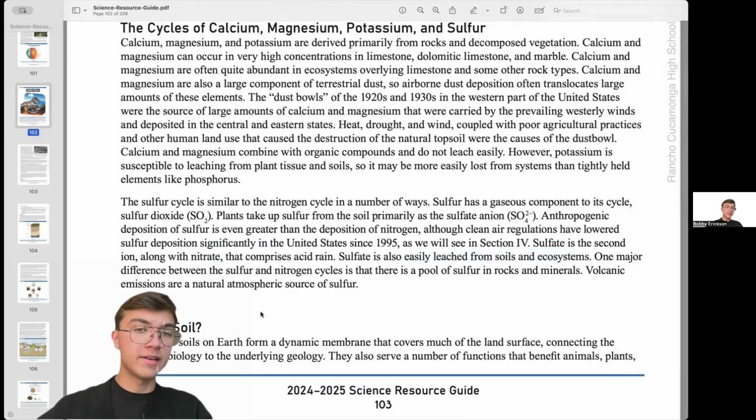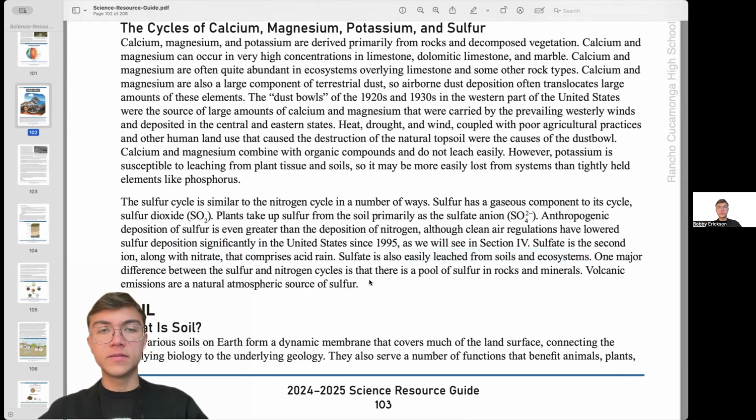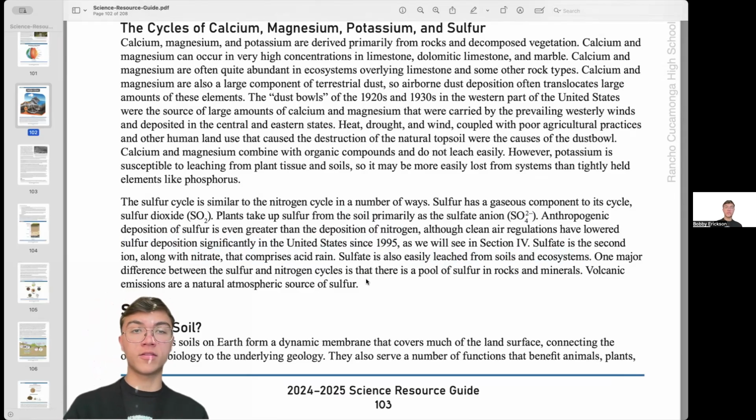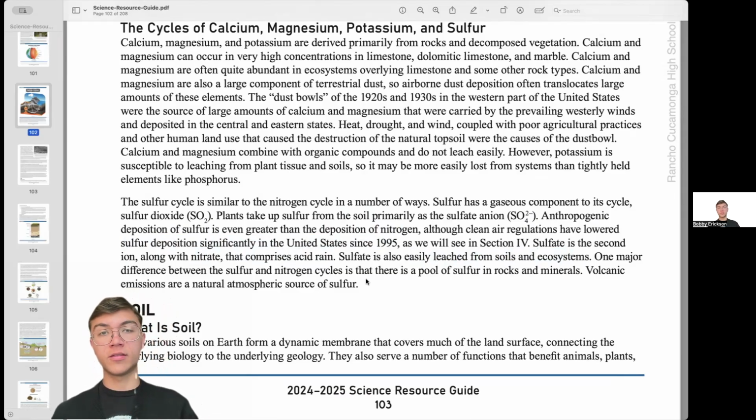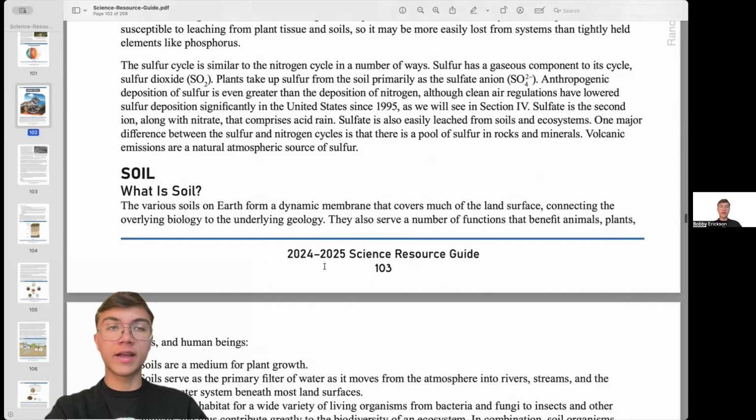And one main difference, however, is that there is a pool of sulfur in lots of rocks and minerals. And especially from volcanic emissions, we see lots of emissions of sulfur. So that's one of the main differences between the sulfur and nitrogen cycles: sulfur is going to be coming up from rocks and minerals and from volcanic emissions into the atmosphere. So that was the first part of science section 3, and we're going to take a real pause here, and then we're going to get into some soil.